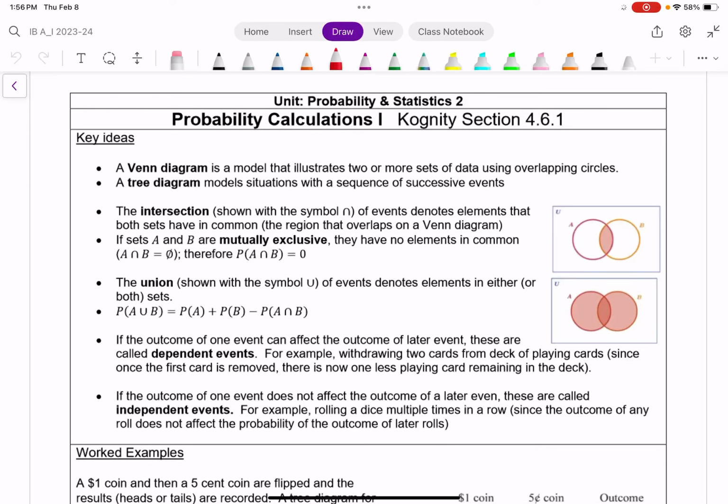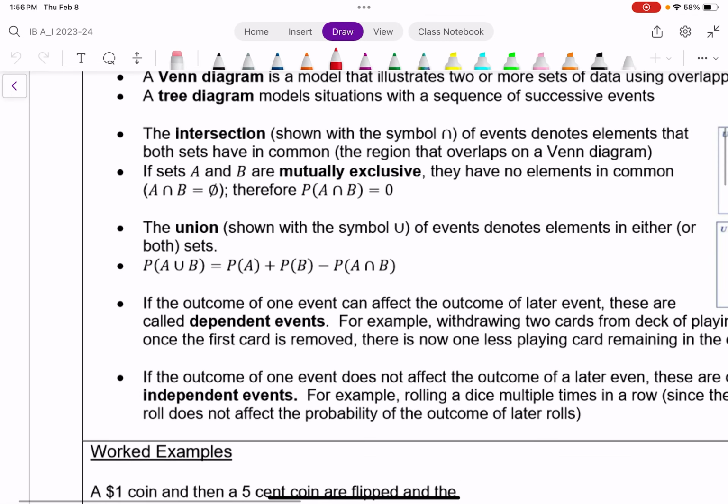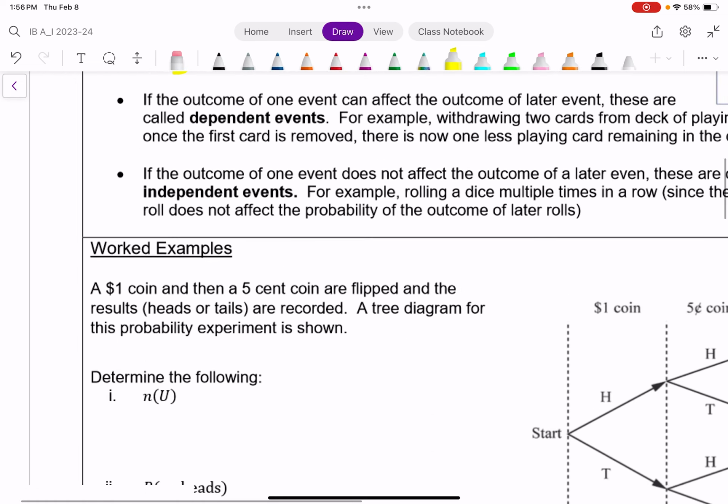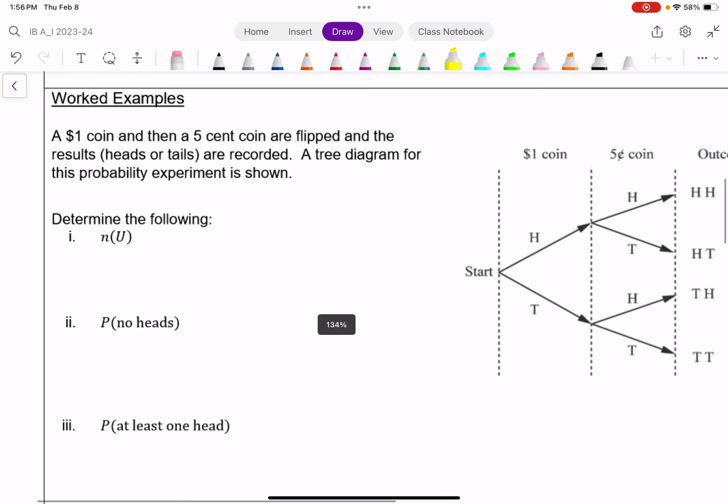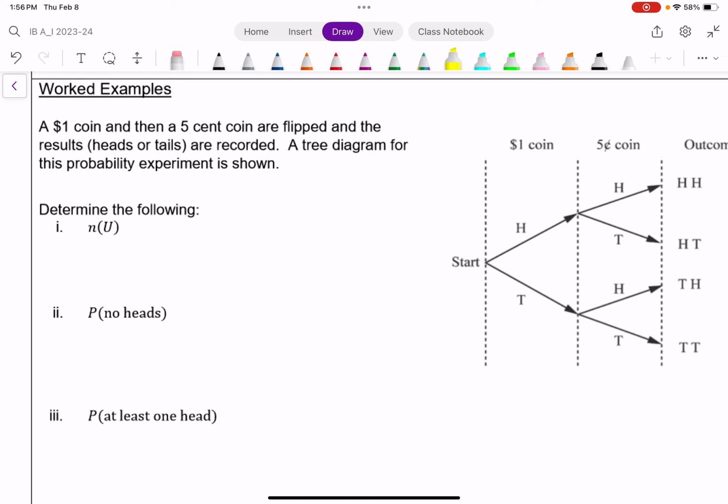So this lesson, in which we continue to work with probability, one of the main parts of it is understanding some of the notation. Notations such as this, which are called intersections, and this, which are called unions. And quite often they're great to visualize with a Venn diagram, which I'm sure you've seen before. So let's get to an example which has a tree diagram, and then I'll get to an example with a Venn diagram.